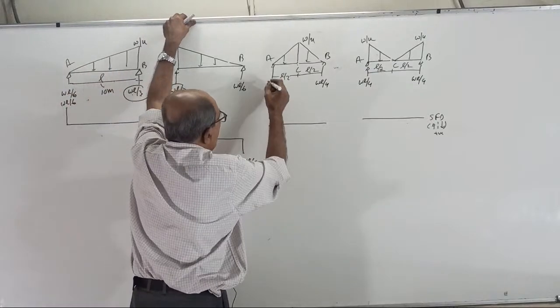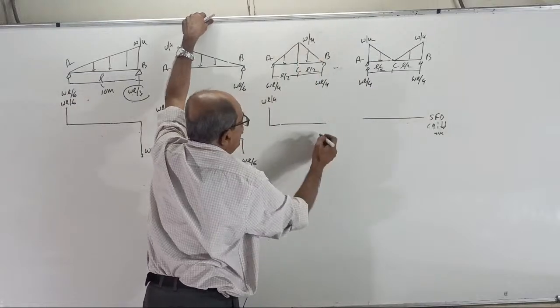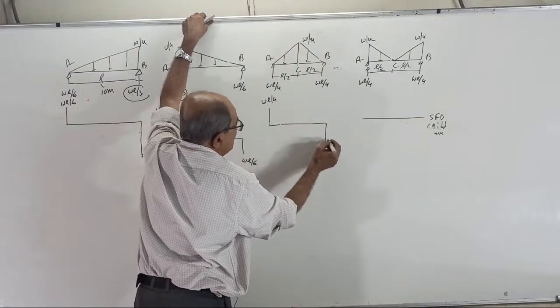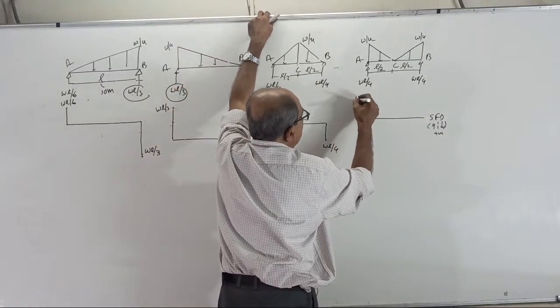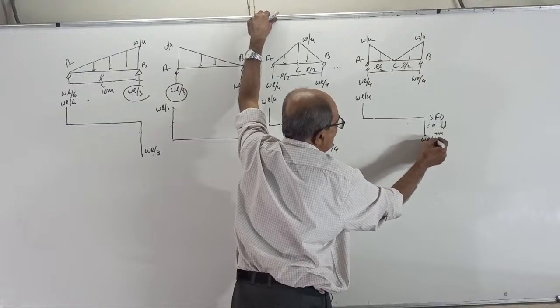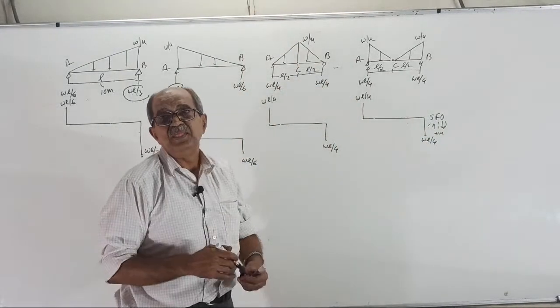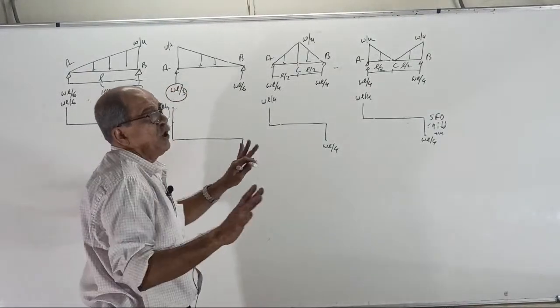Here, go up by WL by 4. Here, after coming down fully, it will be once again the same WL by 4. Here, go up by WL by 4. Here also WL by 4. Okay, now joining. See, correctly, I will first join the SFD for all.